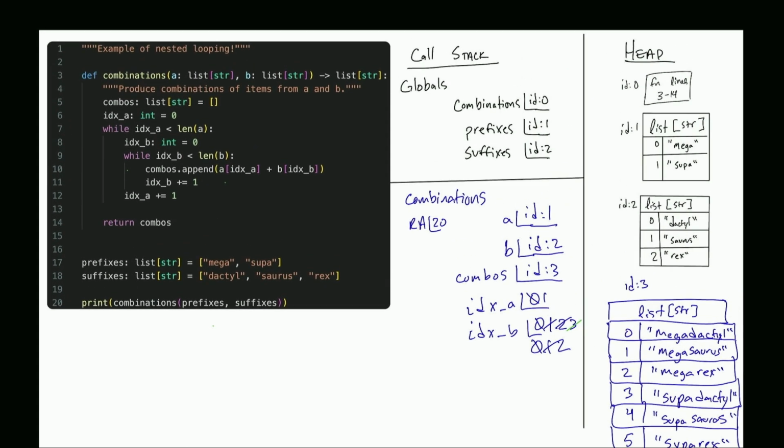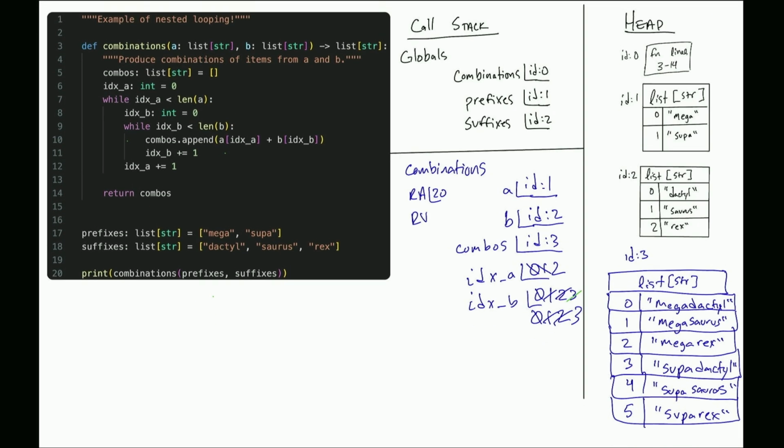And we increase B one more time. B is now 3. When we test is 3 less than 3, that's false, so we skip over it. We increase A one more time, so A is now 2. And now we go back up to the top. We test is 2 less than length of A. Again, length of A is this list here. Its length is 2. So 2 less than 2 is false. So we skip over this and we return combos. Well, what is combos? Combos is the list with ID 3. So what we're returning is a reference to this list. And so the return value here is a reference to ID 3.